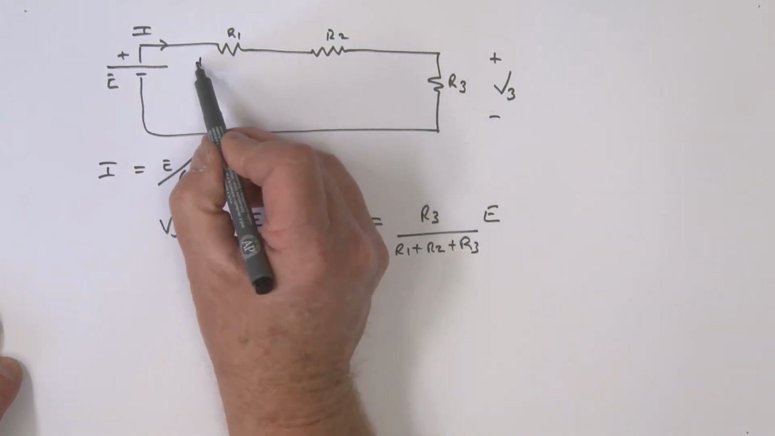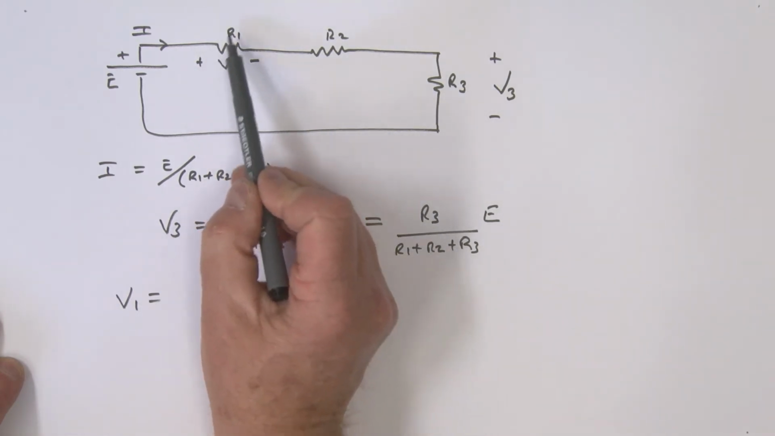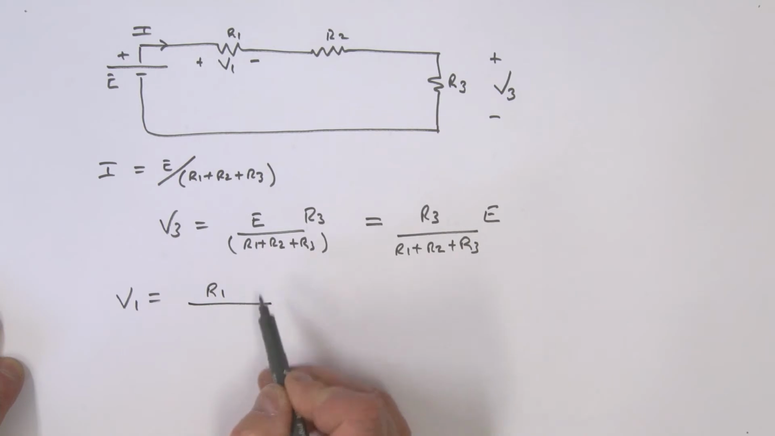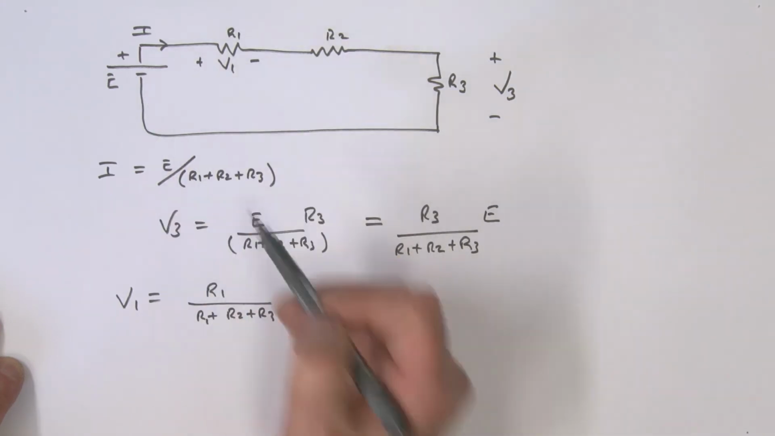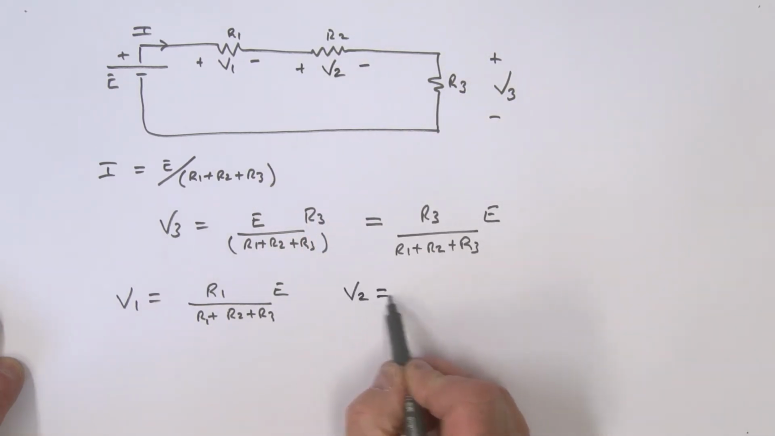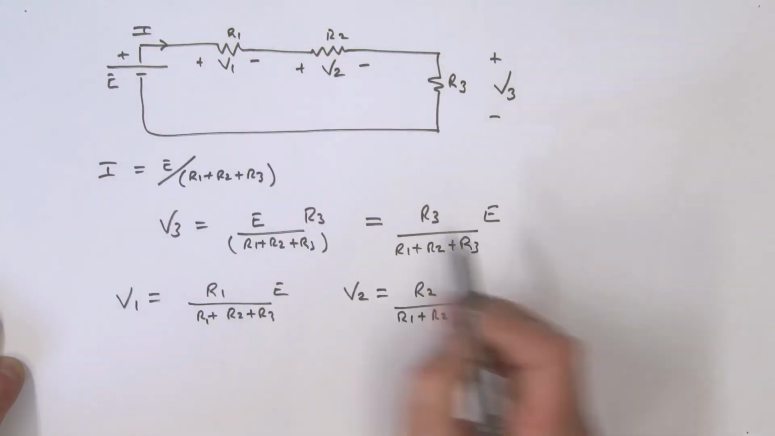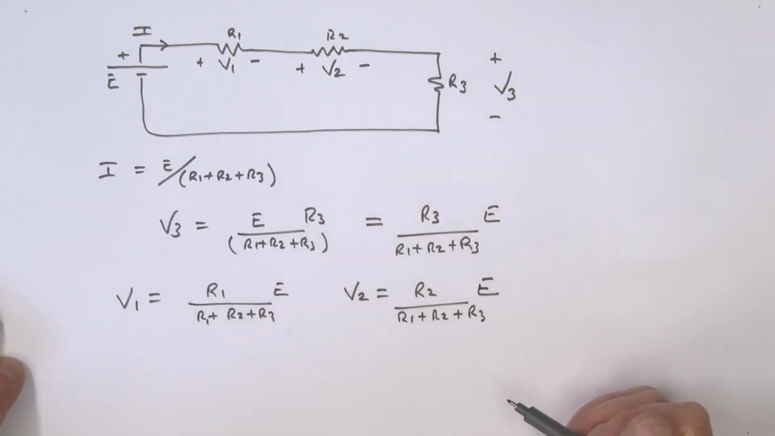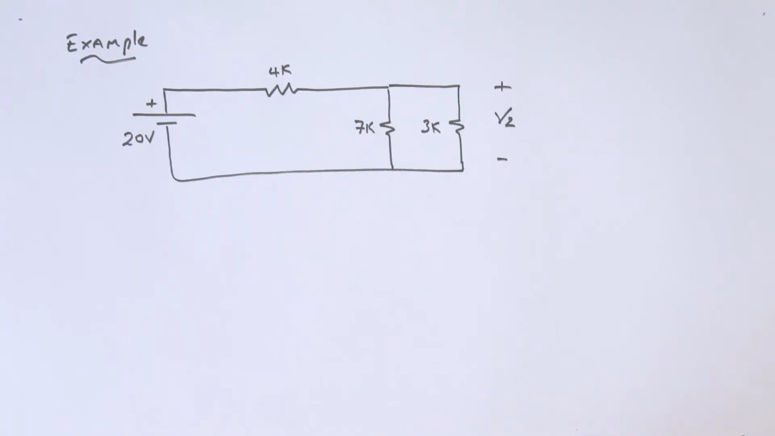So, for example, if I wanted to find the voltage V1 that's sitting here, V1 would be equal to R1 divided by the sum of the resistors in the circuit, R1 plus R2 plus R3, times E. If I wanted to find the voltage here, plus minus, and we call that V2, then V2 would simply be the R2 resistor divided by R1 plus R2 plus R3, multiplied by our source voltage E. As I say, this is a voltage divider relationship, which is very important, and it's certainly worth committing to memory.